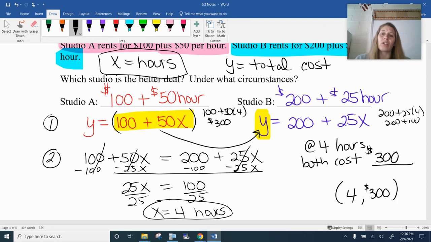Then you're going to want to go for the one that costs less money up front, but more hourly if you're going to go 1 or 2 or 3 hours. If you're going to go 4 hours, it doesn't matter which one you go, they're going to cost you exactly the same. But if you're going to spend a whole day recording, then you're probably going to want to go for the one that was $200 up front and only $25 an hour because in the long run, that's going to cost you less.